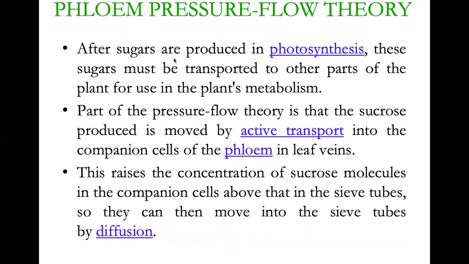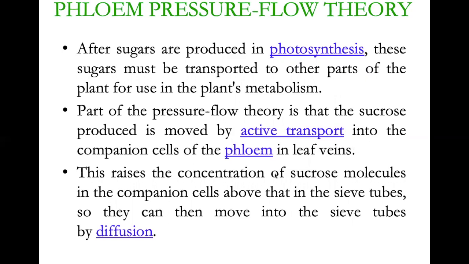The food that is produced by the process of photosynthesis has to be transported to the place where energy is needed. This is first done by a process called active transport. In active transport, energy is required. What is the meaning of active transport? Active transport means energy in the form of ATP is required, and the sucrose that is being produced by the leaves has to be moved into the companion cell. That is the first process that we discussed.